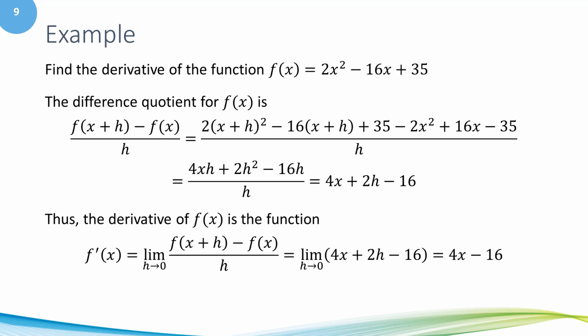Here's a little example. We want to find the derivative of the function f(x) = 2x² - 16x + 35. By using the definition, we will get something like that. And then we have (f(x + h) - f(x))/h is 4x + 2h - 16. If we apply the limit as h goes to 0, then we will get that the derivative of 2x² - 16x + 35 is 4x - 16.